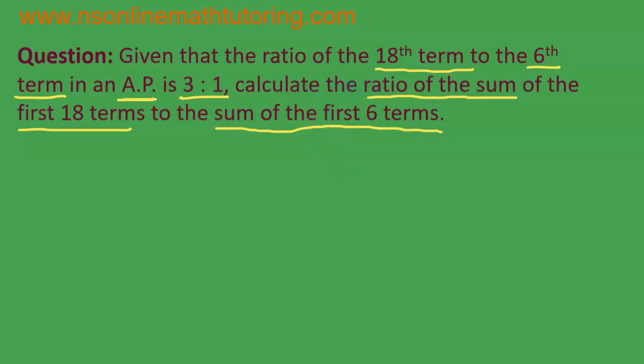Now, do not start panicking as soon as you read this question. Do not start wondering what is the connection between the ratio of the 18th term and the 6th term with the ratio of the sum of the first 18 terms and the sum of the first 6 terms. We can only see that 18 and 6 are the same numbers that we have over here and there. But we do not know how we can find this ratio, but why should we be stopping? Let us see how far we can proceed. Okay, so let's start with our answer.